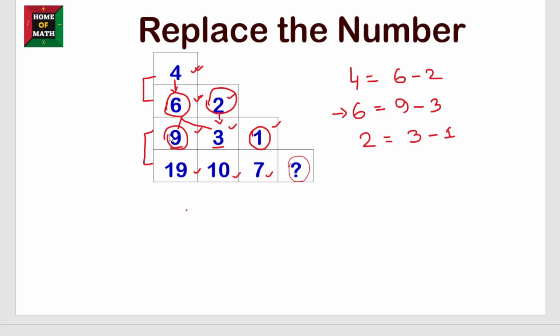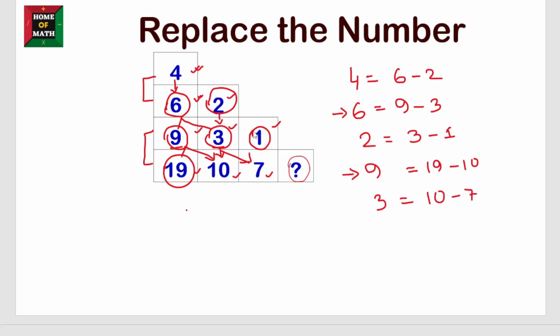Similarly, this 9: the next row's first number is 19 and the next number is 10. So 19 minus 10 will be 9. How does 3 become? Look, in the next row it is 3, then 10 and the next number is 7. So 10 minus 7 will be 3.